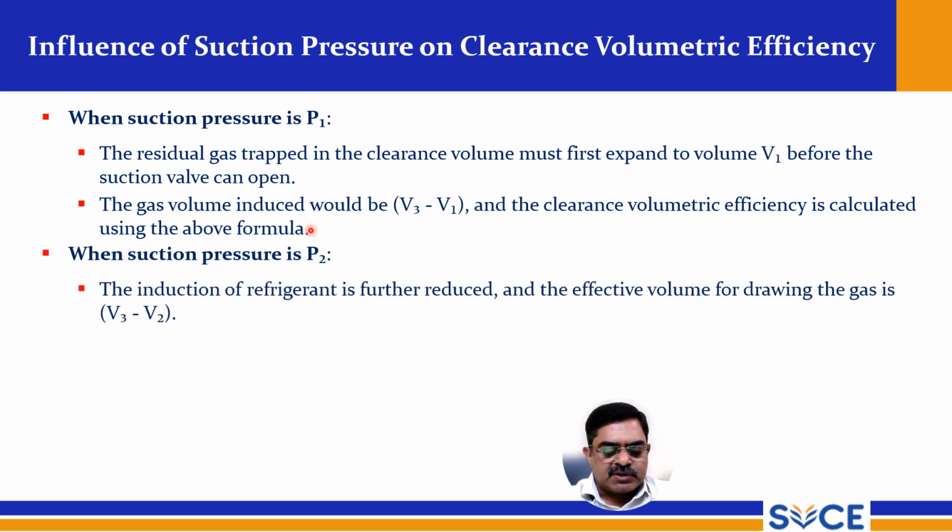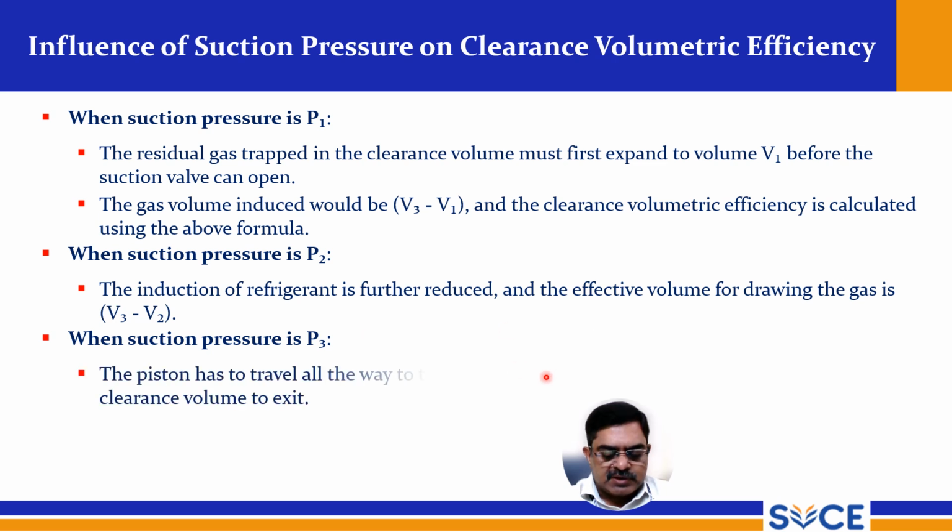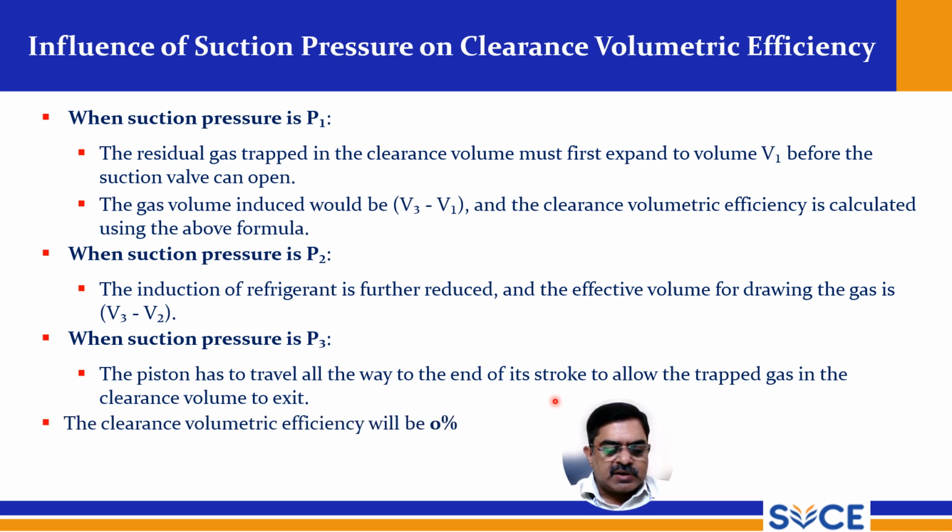When the suction pressure is P2, the induction of refrigerant is further reduced, and the effective volume of drawn gas is V3 minus V2. When the suction pressure is P3, the piston has to travel all the way to the end of its stroke to allow the trapped gas in the clearance volume to exit. The clearance volumetric efficiency will be 0. So at this point of P3, the clearance volumetric efficiency is obviously 0%.